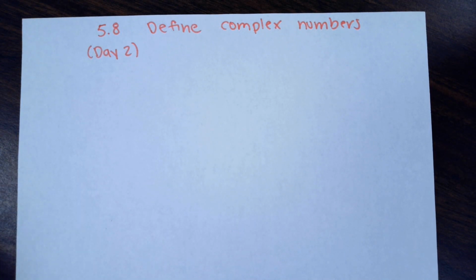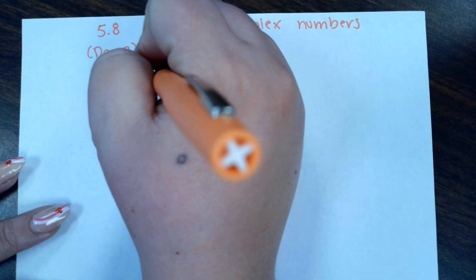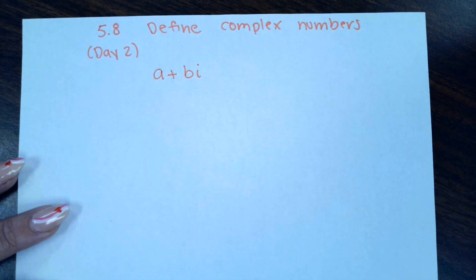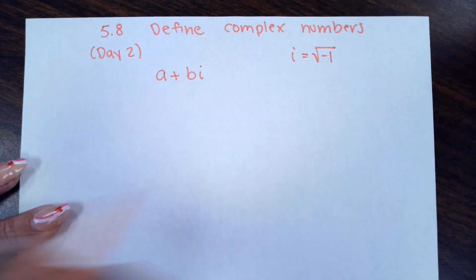Today, we're going to continue on with 5.8. So, we've already defined i. We know what imaginary numbers are, right? Today, we're going to talk about complex numbers. Complex numbers will always be written in the form a plus bi. And remember, we learned yesterday, i is the square root of negative 1.